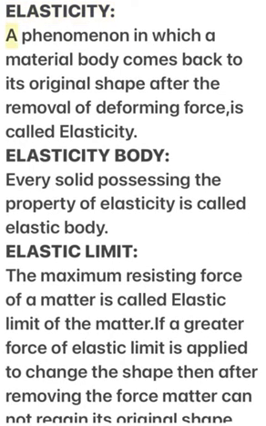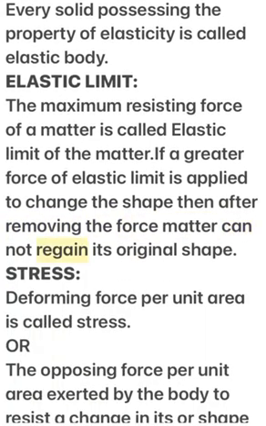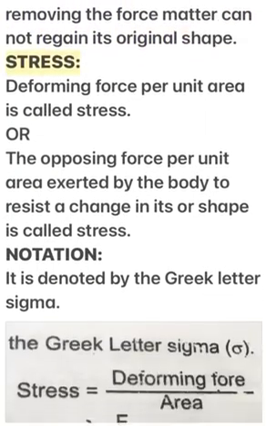Elasticity. A phenomenon in which a material body comes back to its original shape after the removal of the deforming force is called elasticity. Elastic body: every solid possessing the property of elasticity is called an elastic body. Elastic limit: the maximum resisting force of a matter is called the elastic limit of the matter. If a force greater than the elastic limit is applied to change the shape, then after removing the force, the matter cannot regain its original shape.